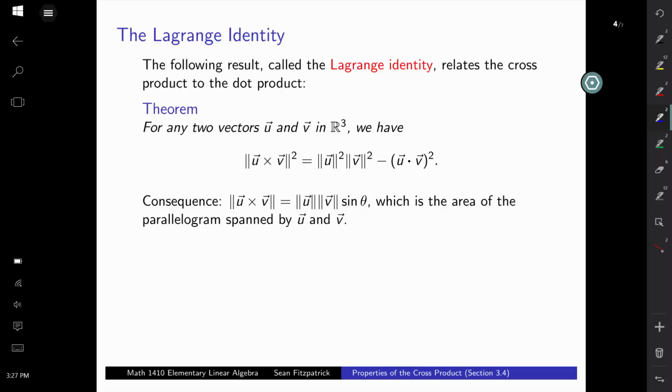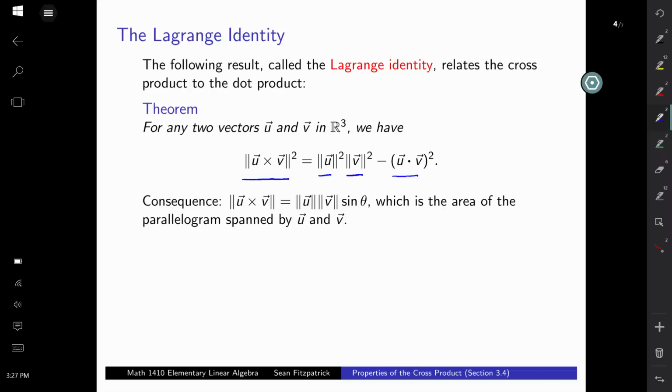You can do it, but I'm not going to. So this Lagrange identity gives you a way of relating the cross product and the dot product. It tells you that the magnitude of the cross product squared is equal to the magnitude of u squared times the magnitude of v squared, and then you subtract off the square of the dot product. Now, establishing this identity, if you want to give it a try, feel free to give it a try as an exercise.